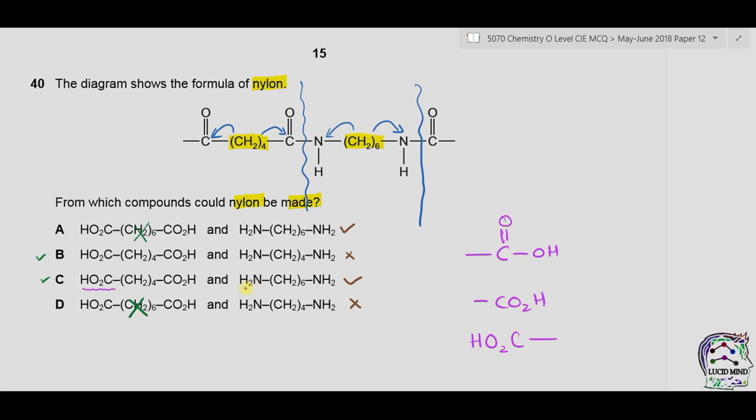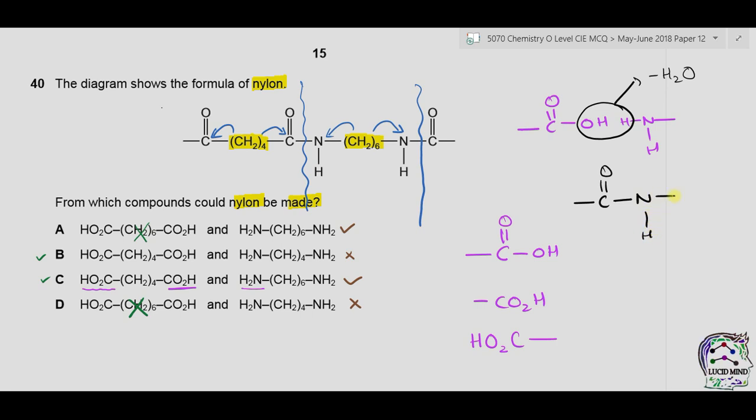In the second compound we have NH2. In the first we have CO2H. Now carboxylic acid is CO2H and this is NH2. Both react together in a condensation reaction to form a water molecule. This is removed in the form of H2O. And the rest of the polymer is like this. We have C double bond O, then we have nitrogen, then we have hydrogen. So we can see this one is the product of a condensation reaction. The correct answer is part C.